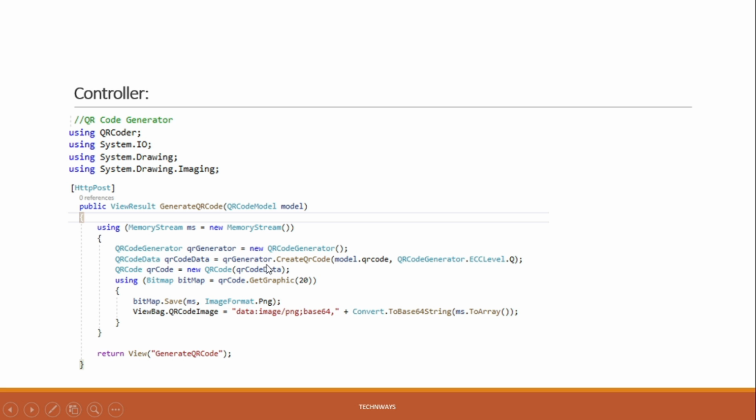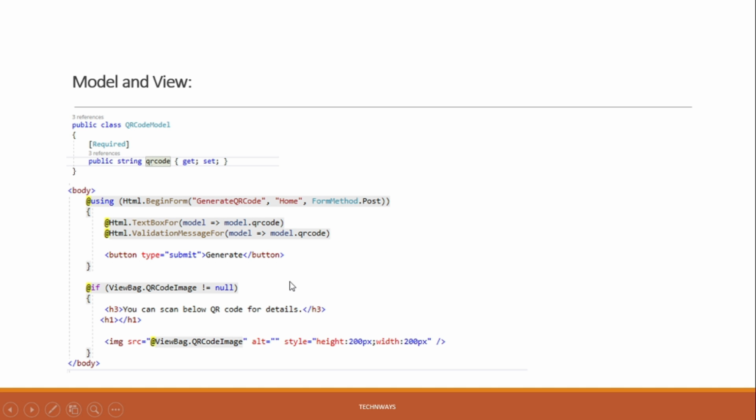Once that method generates the QR code, we convert that QR code into a bitmap and load that bitmap as an image format, so that we can display that QR code on the UI side. For displaying on the UI, we created one model as well, in which we keep the information from the text box. The user puts some information in, clicks on generate, and the QR code is generated.